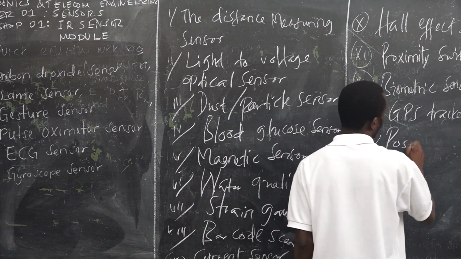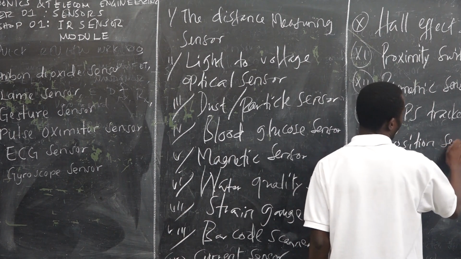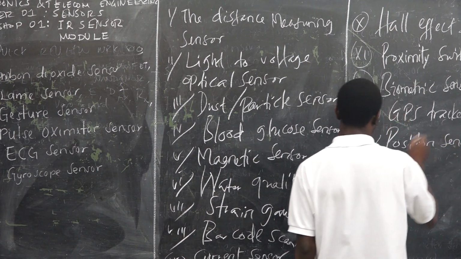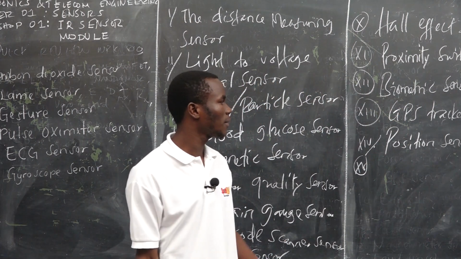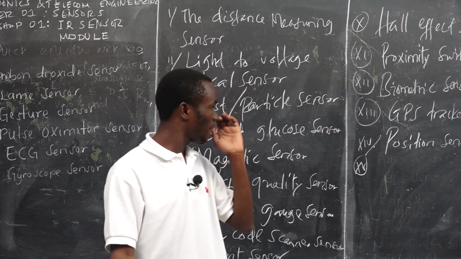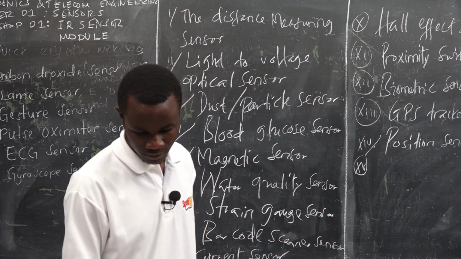The next one is all about position sensors. GPS tracker sensor. GPS is the abbreviation of global positioning system.